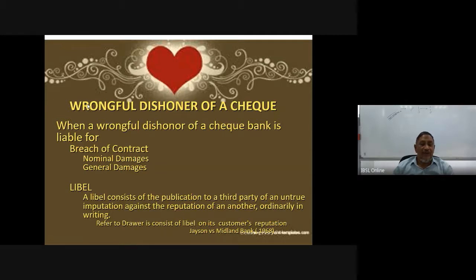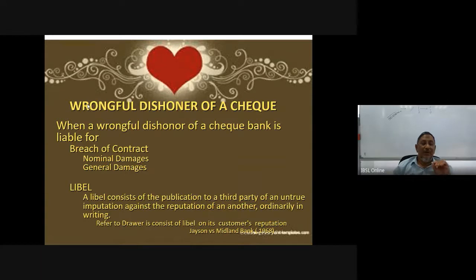In this case, the Midland Bank returned a check marked refer to drawer, but funds were available. Now, normally we return a check as refer to drawer when the funds are not available. But Midland Bank wrote this remark, customer to come and see the bank, and it caused some misunderstanding about the payment of the check. So it is considered as defamation under this case. In the Midland Bank case, the customer's reputation was damaged, so the bank was liable.